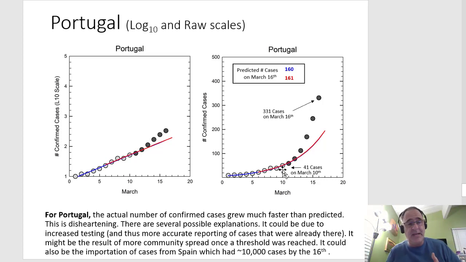Portugal's right next to Spain. Spain has 10,000 cases. It's gone up dramatically in the last week. That's a border which I would expect, I don't know for sure, but I would expect there'd be a lot of cross-border traffic. If that's the case, then you would expect potentially new individuals coming into the system and seeding new clusters in Portugal coming across from Spain.